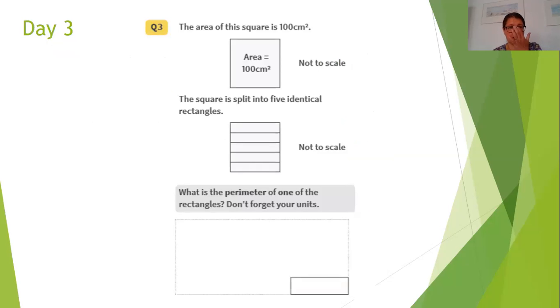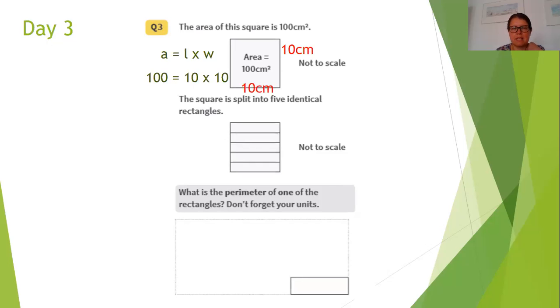So going back to the first diagram, the area is 100 centimeters squared. Now I know that area is length times width. So I'm looking for a number that when I multiply it by itself, it gives 100. And hopefully you're all shouting the answer at me, because you all know that 10 times 10 is 100. So the length of each of the sides is 10 centimeters on that square.